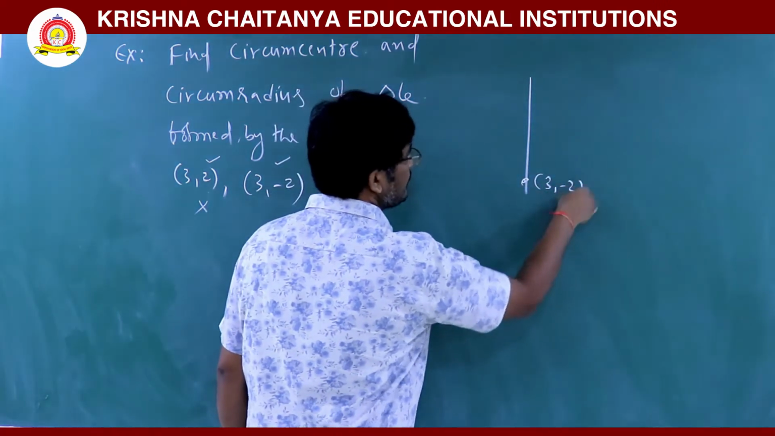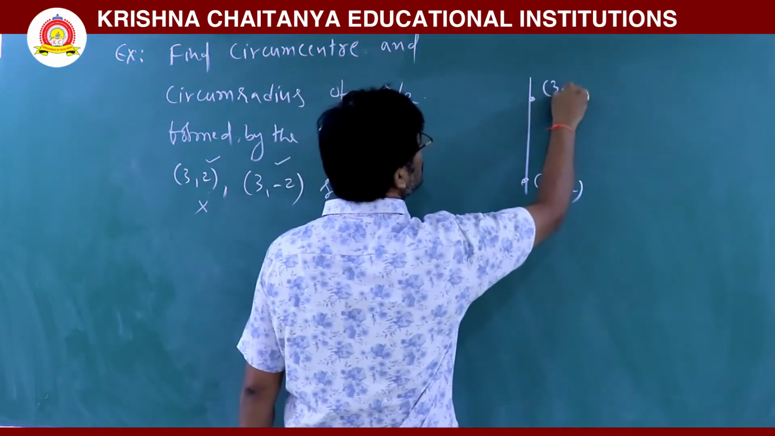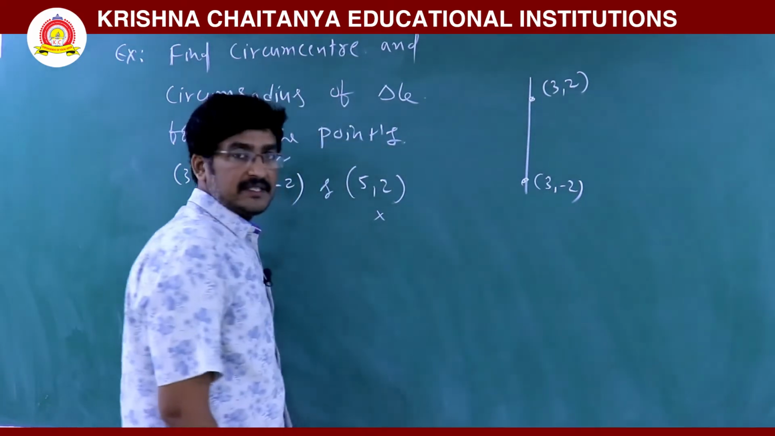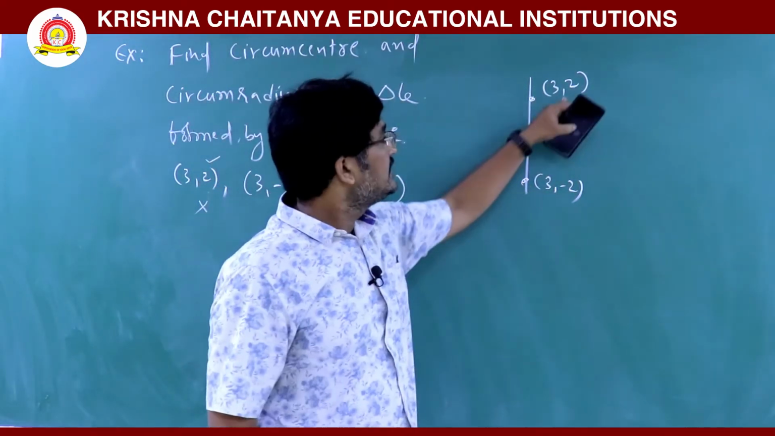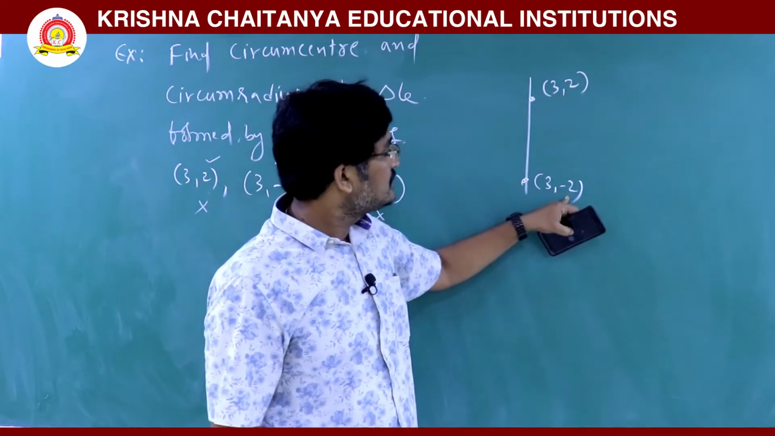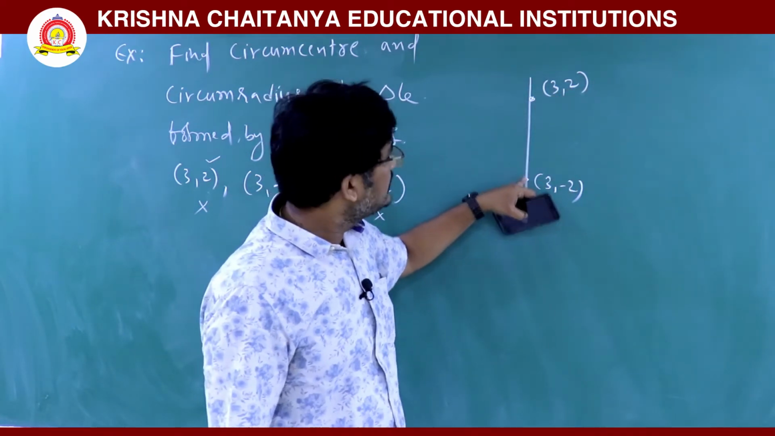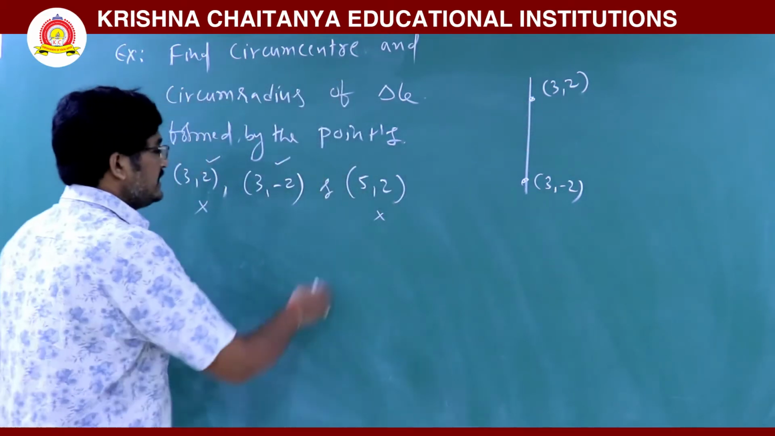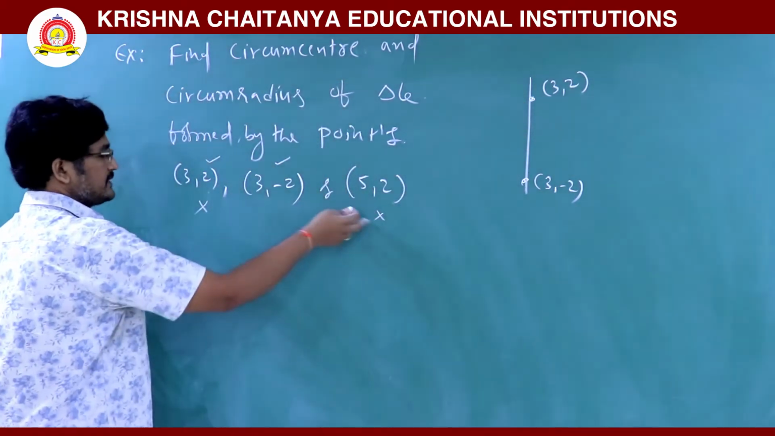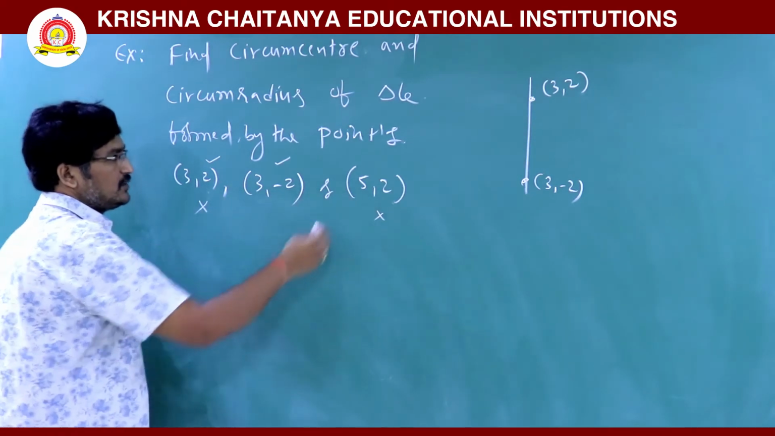Suppose this should be (3, 2). The abscissa is the same and the ordinate rises from bottom to top, so it is the value 2 here and the value -2 there. So we have to locate the point here. Next, by observing these two points, they have the same ordinate 2.